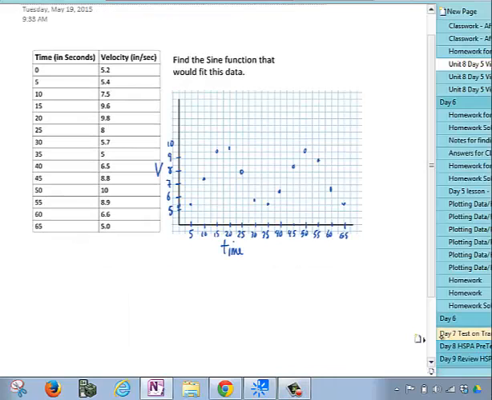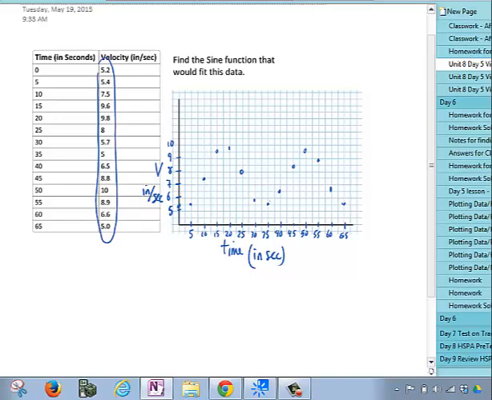Okay, so I'm back, and I just want to show you that I have the velocity values plotted against the time values. And remember that you should always put the units, so I'm going to write in seconds over here, and over here the units are meters, or I'm sorry, inches per second.